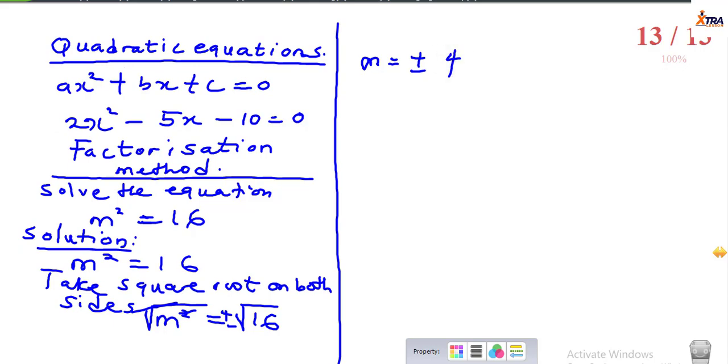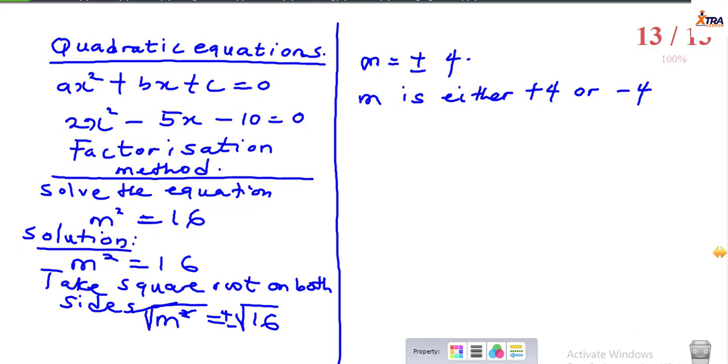Now we're not going to stop here, because m is either plus 4 or minus 4. That is the significance of having a plus and minus sign on that side. So we've been able to use a simple method to solve this question. Here we didn't really factorize, but it is a straightforward question that you can solve because the highest power of m is 2.